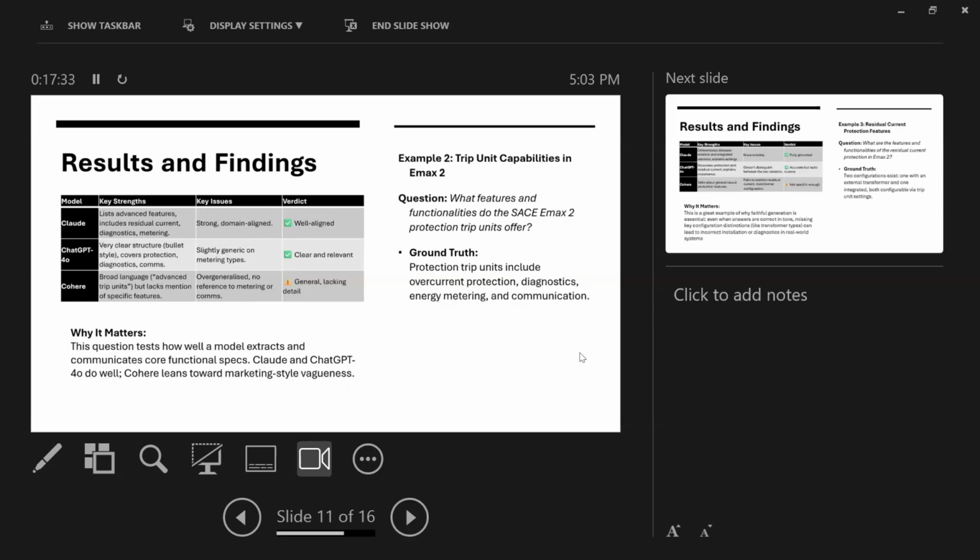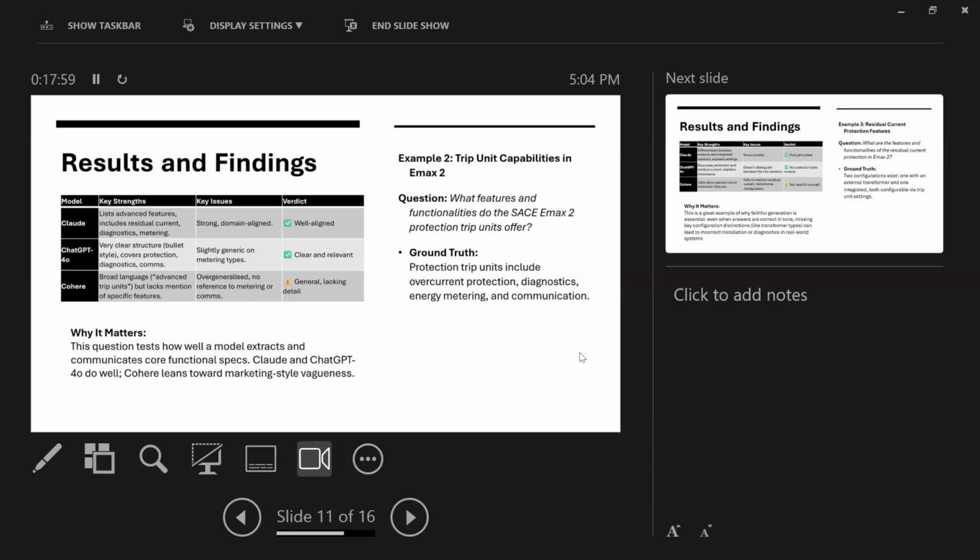Moving on to the second example, trip unit capabilities in the Emax 2 category. The question I used here was, what features and functionalities do the SACE Emax 2 trip units offer? The ground truth being protection trip units include overcurrent protection, diagnostics, energy metering, and communication. Claude listed advanced features, including residual current diagnostic and metering.